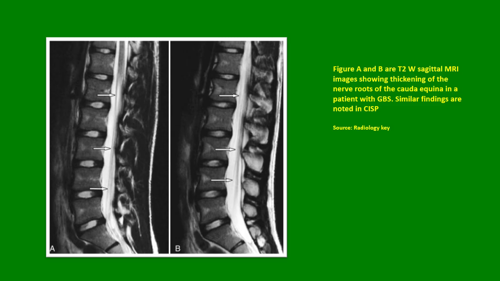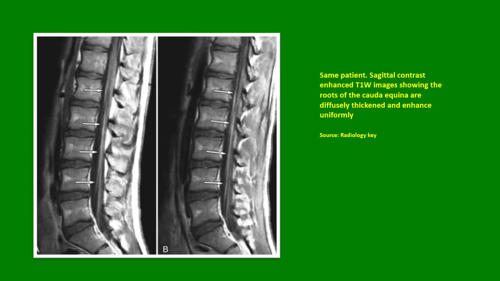Figure A and B are T2 weighted sagittal MRI images showing thickening of the nerve roots of the cauda equina in a patient with Guillain-Barré syndrome. Similar findings are noted in CISP. This is the same patient. Sagittal contrast enhanced T1 weighted images are showing the roots of the cauda equina are diffusely thickened and enhance uniformly.